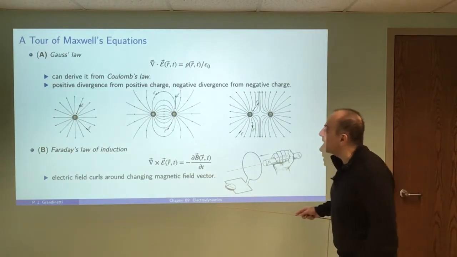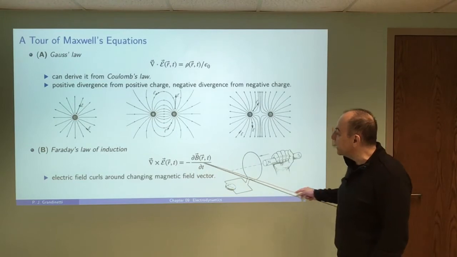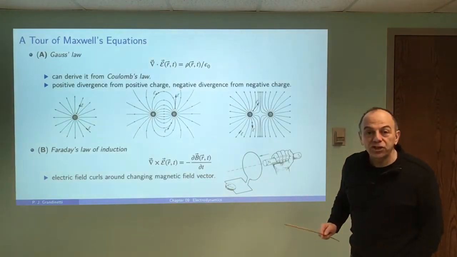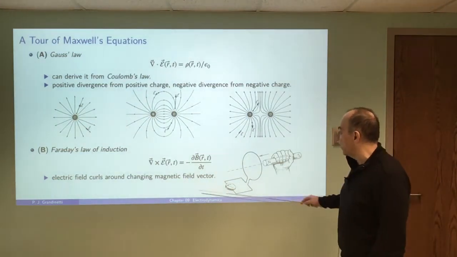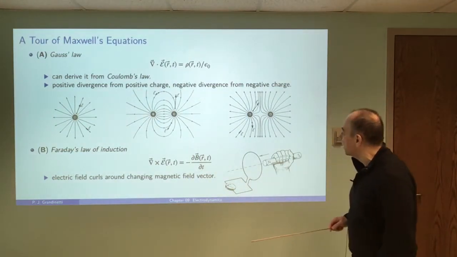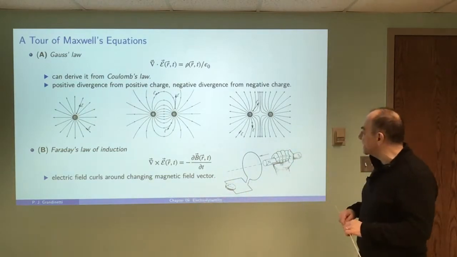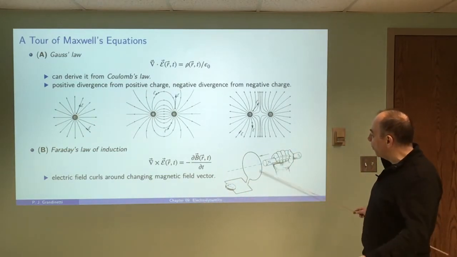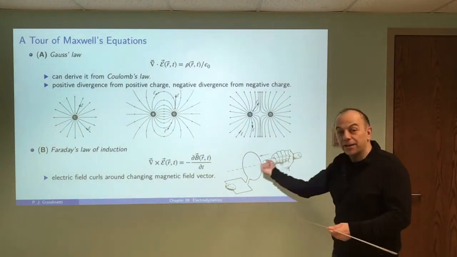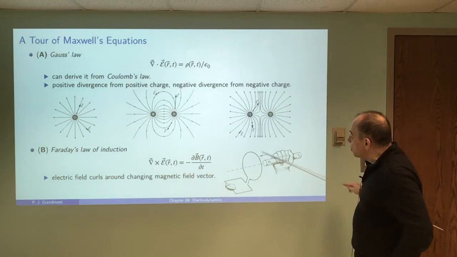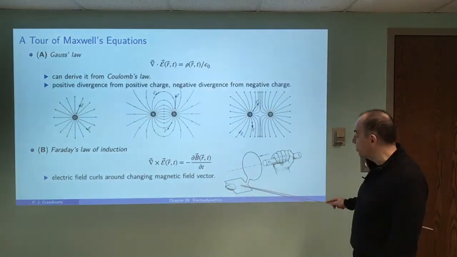Now, Faraday's law of induction tells us that the curl of the electric field is related to the rate of change of the magnetic field vector quantity. This is something you may learn about in your physics class. If you take a loop of wire and plunge a bar magnet through it, that will induce a current in the wire, and you can measure that in this circuit here.